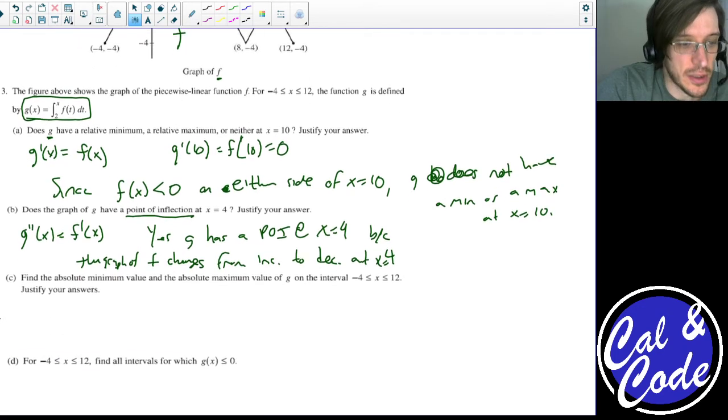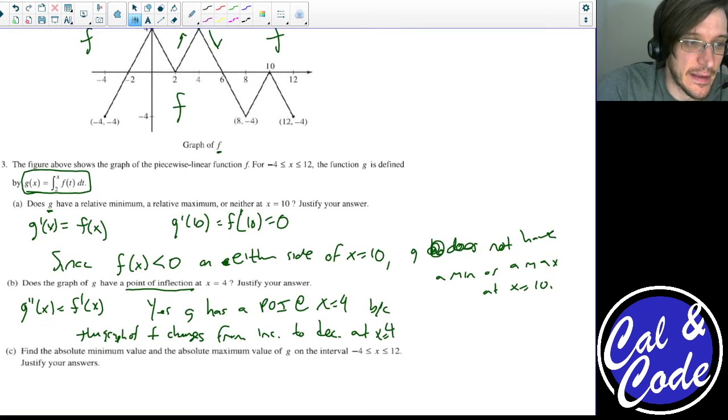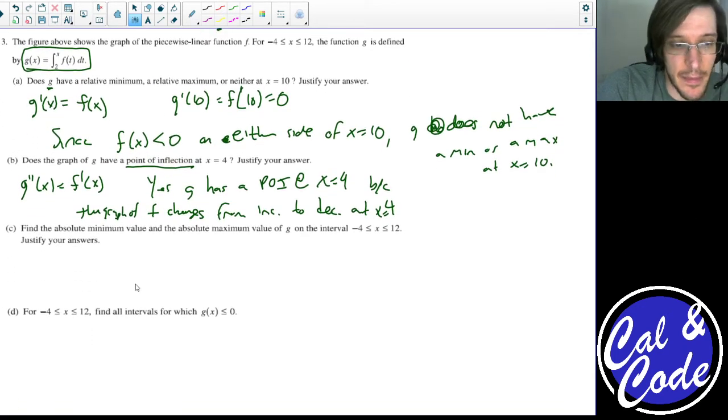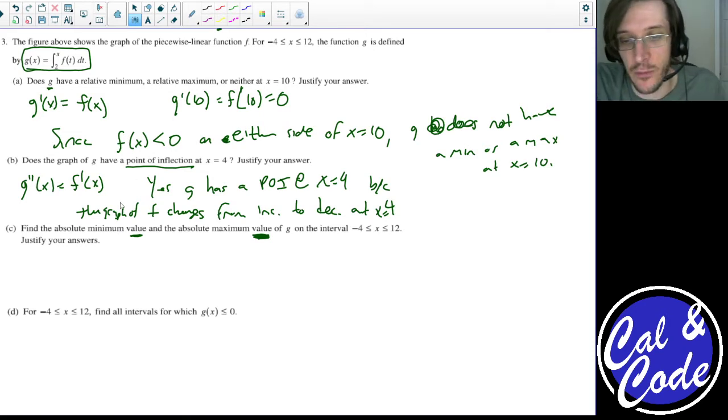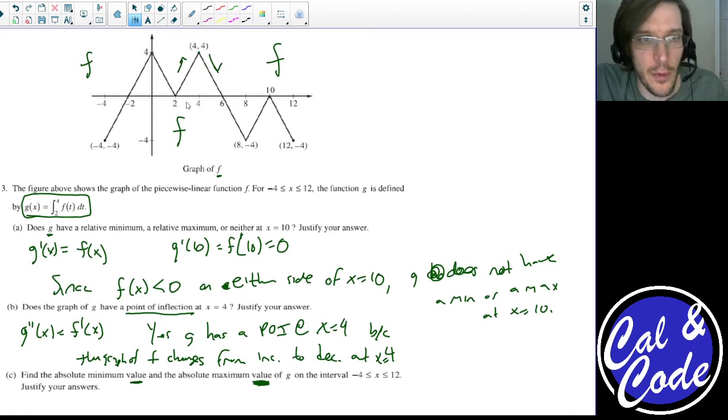Okay, third question they ask me. They say, can I find the absolute minimum value and the absolute maximum value of g on the interval? So not where are these things located, what are the actual values of their maxes and mins? So you have to think about, what are the places that might be an absolute max or an absolute min?